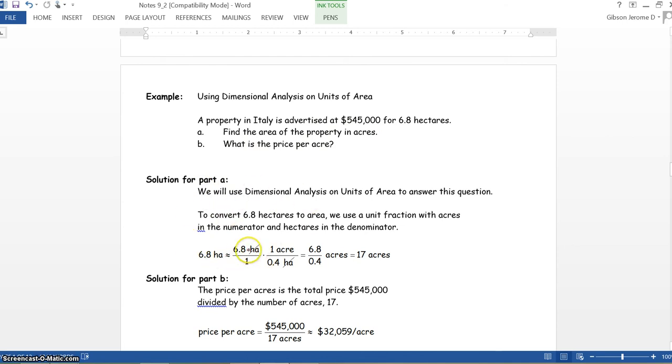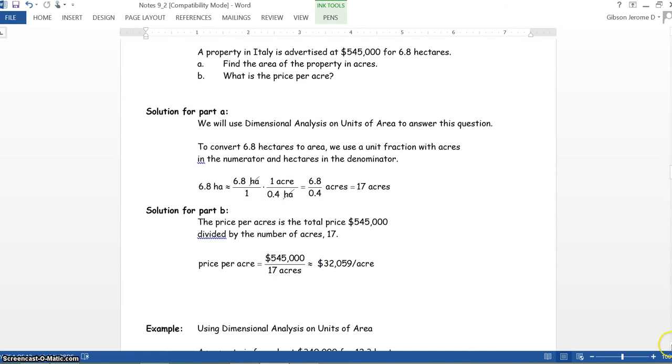6.8 hectares, we want to change that to acres. Now it takes 1 acre that equals 0.4 hectares. So we want to convert this to acres. We'll simplify out HA with HA, which is the hectare. And we'll take 6.8 times 1, 1 times 0.4 is 0.4. And when we simplify that, that will give us 17 acres.